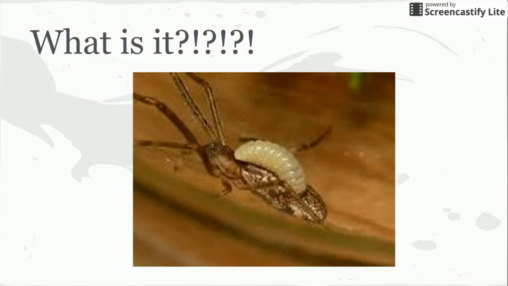On this picture, you'll notice that there is a larvae on the back of this spider. He's just kind of catching a ride. He's not actually harming the spider. So this would be an example of commensalism.